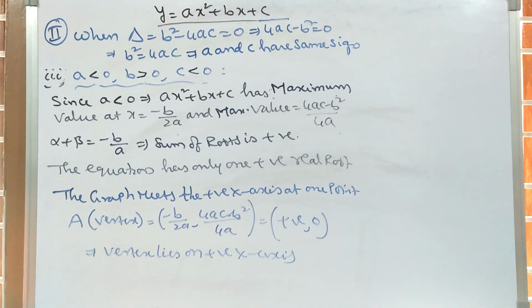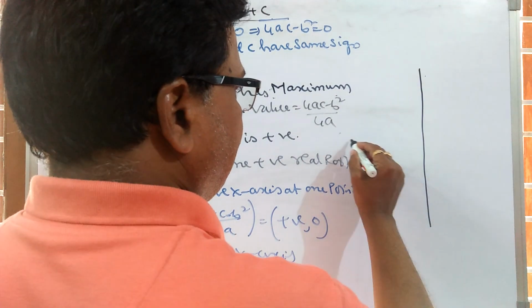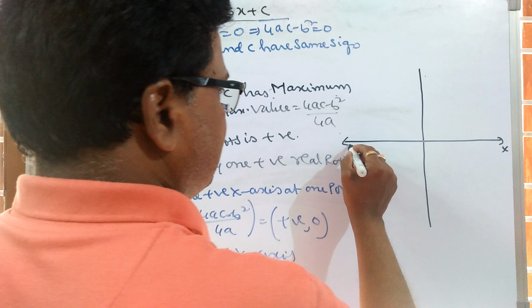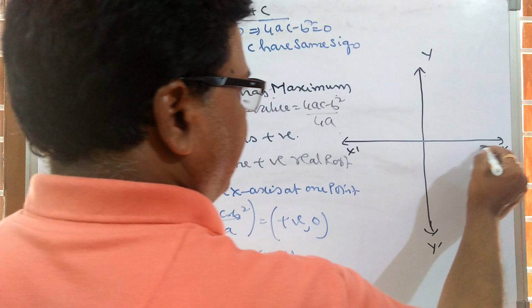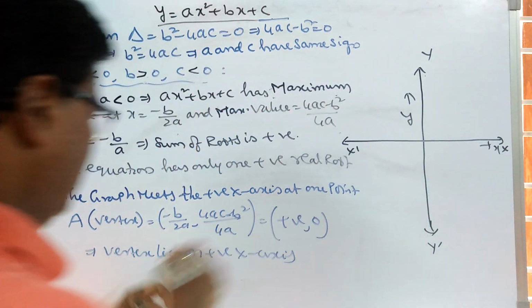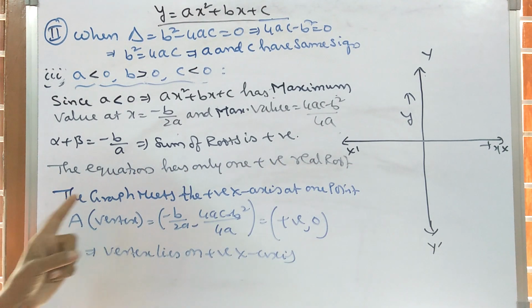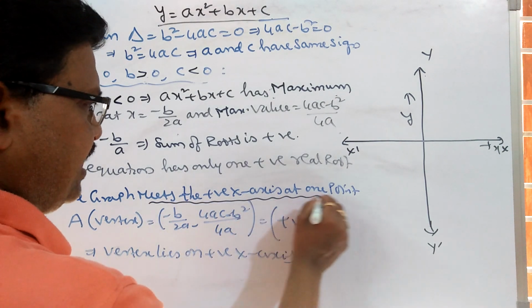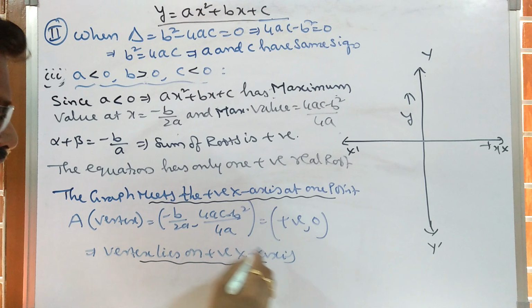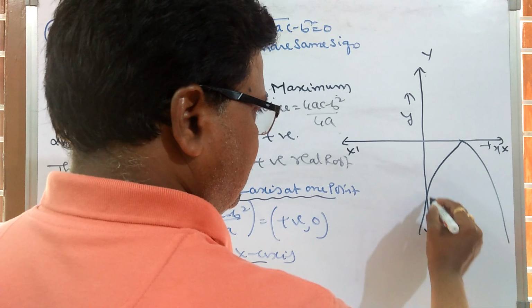Now let us try to draw the graph of this one. How are we getting it? This is the x-axis and this is the y-axis, and here we came to know that the equation has only one positive real root. So that's why the graph meets the positive x-axis. The graph meets the positive x-axis at one point and the vertex lies on the positive x-axis. So this is the graph we are going to get.